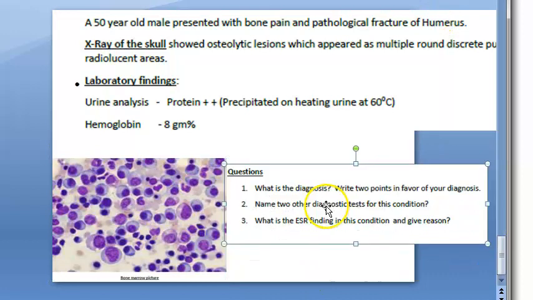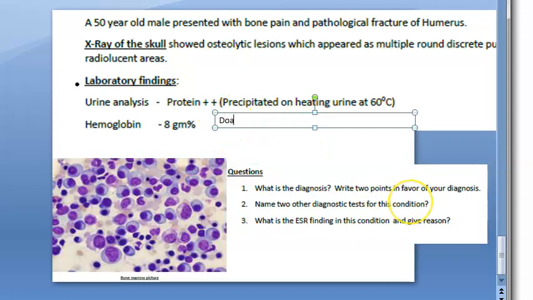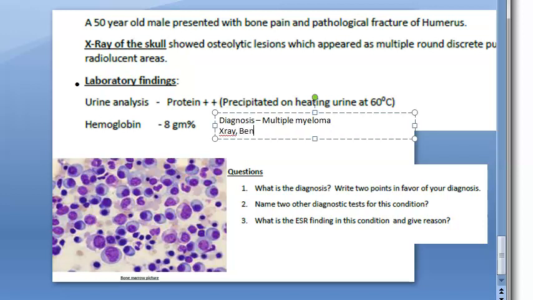So, what is the diagnosis? Write 2 points in favor. So, let us write it now. Diagnosis is multiple myeloma. 2 points in favor. X-ray, punched out lesions. Then Bence-Jones proteins. Okay. Bone pain, pathological fracture. Fractures also you can mention. Some issue with the bone.